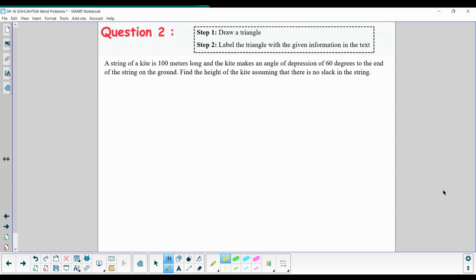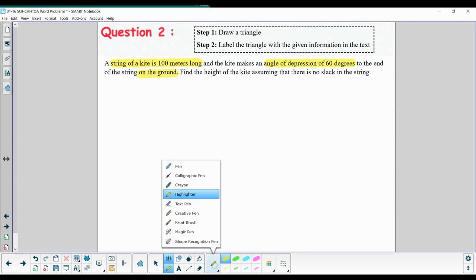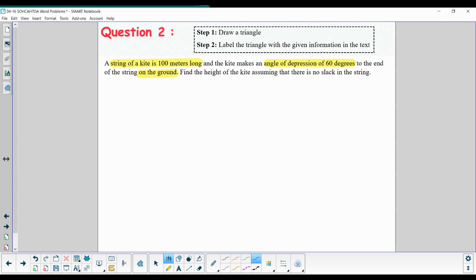So when I go back through this, I know that I have a kite and that kite itself has a string that is 100 meters long. And the kite makes an angle of depression of 60 degrees to the end of the string on the ground. Find the height of the kite, assuming that there is no slack in the string. So now I'm going to come back and I'm going to draw a picture.